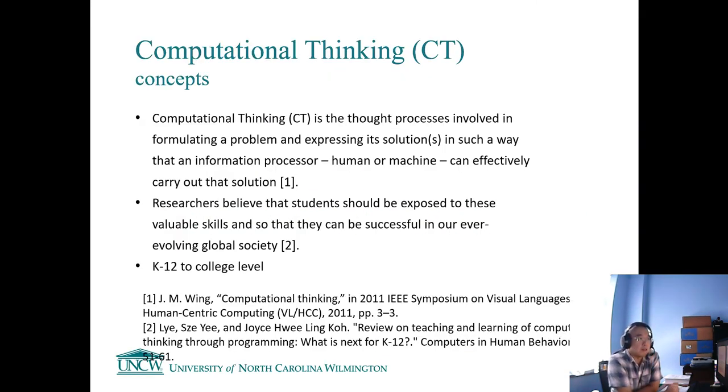Okay, so let's start by talking about computational thinking. There are multiple definitions, and this is the definition I love the most. It is the thought process involved in formulating a problem and expressing its solution in such a way that the information processor, both human or machine, can efficiently carry out that solution.